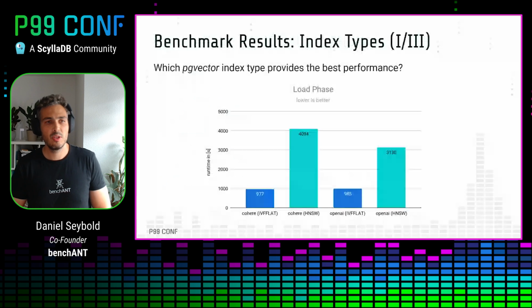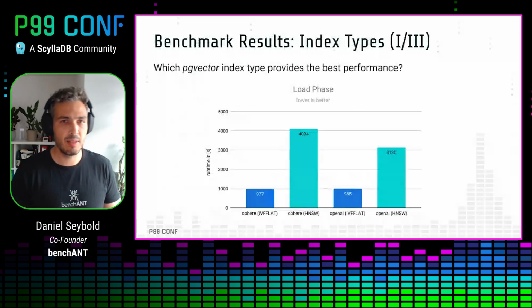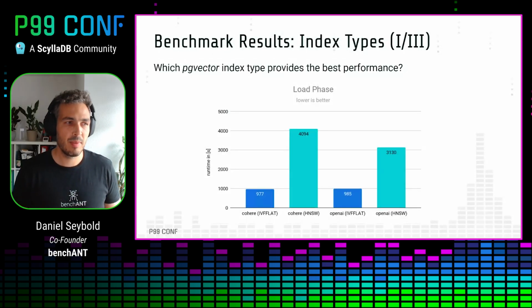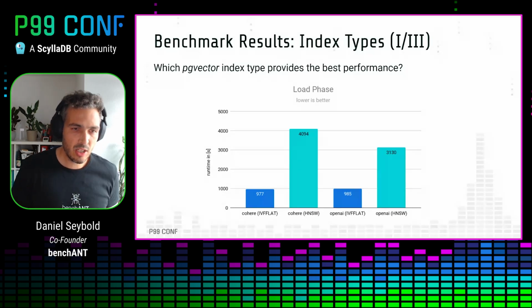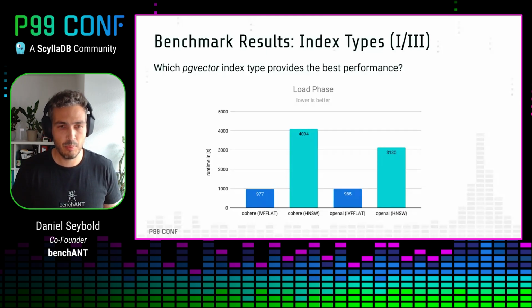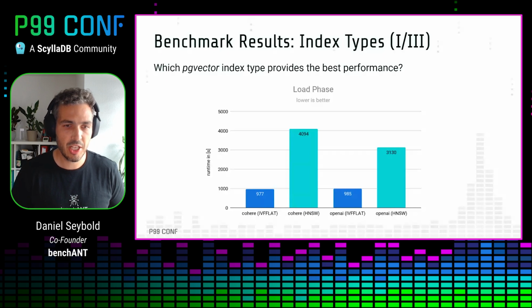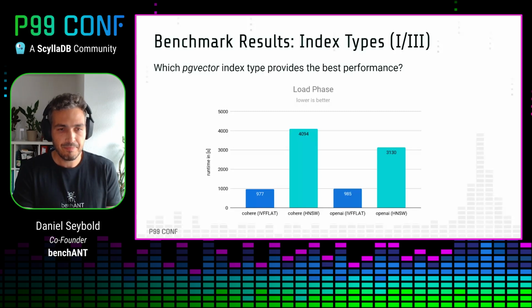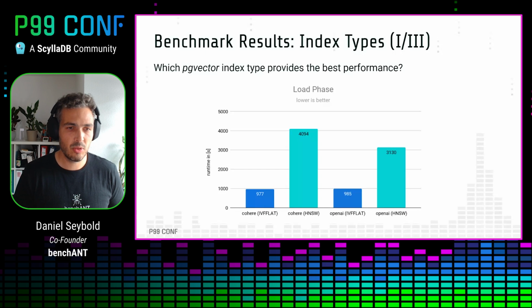First, we were looking into which pgvector index type provides the best performance. And here we're looking first at the ingestion performance for the load phase. So that combines index creation and ingestion into the database. And we see the darker blue bar shows the results for the IVF flat index type, while the light blue shows the HNSW, for the Cohere and for the OpenAI dataset. It's easy to see that the IVF flat index creation is way faster than the HNSW.